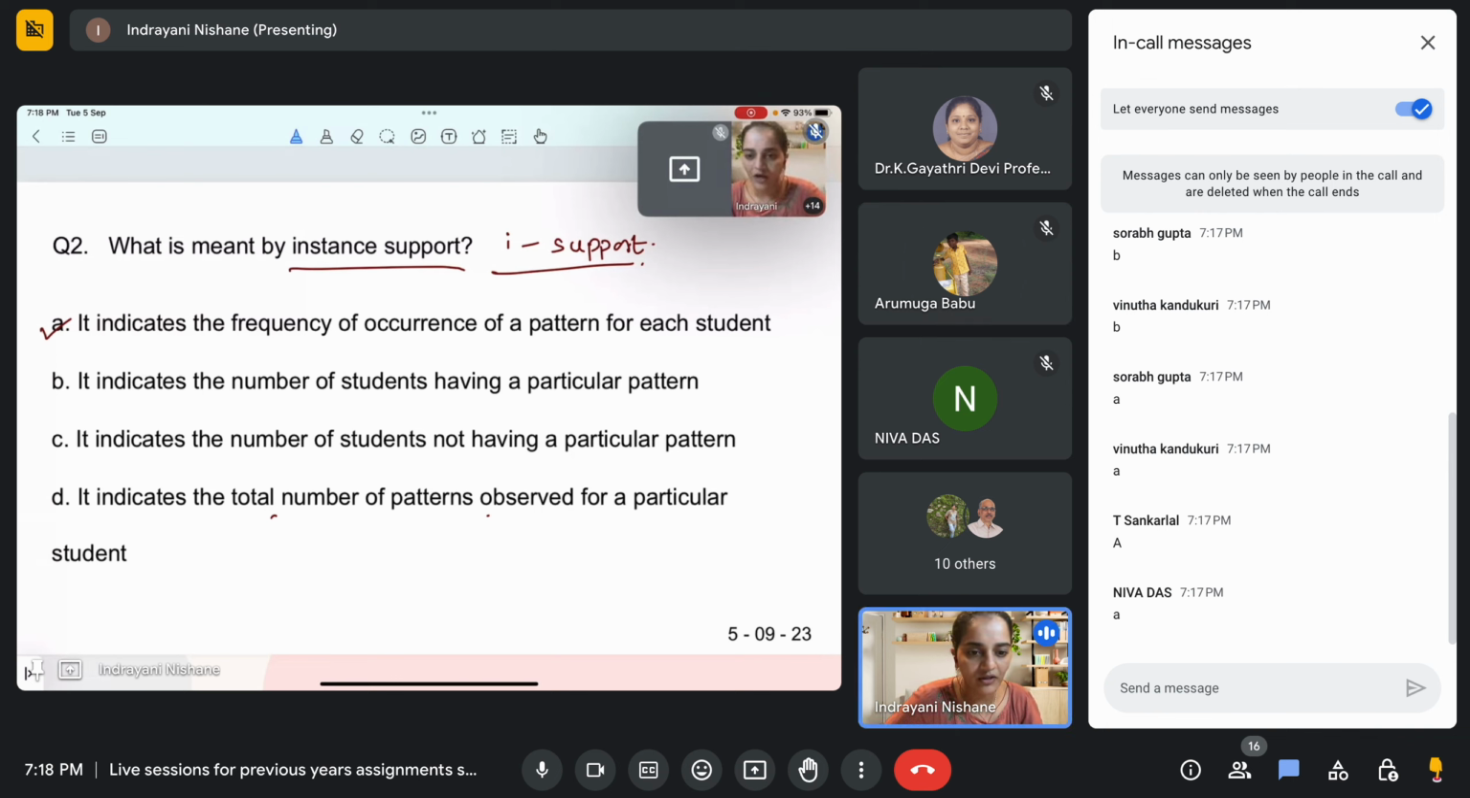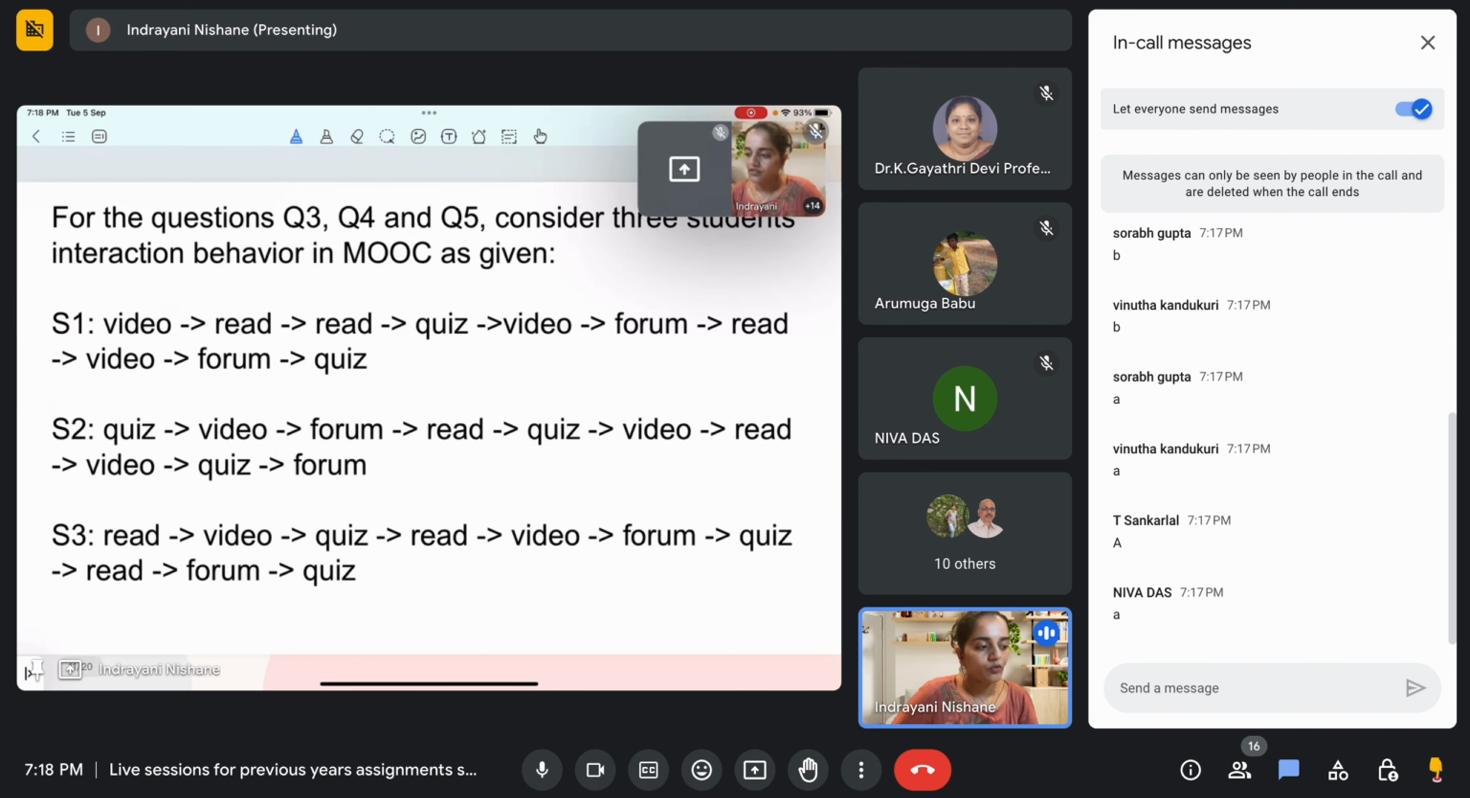So no doubt here, I suppose, because all the answers in the chat box are also correct answers. That is option A. Moving on to question 3. There is a sequence of actions given for student 1, S1, S2 and S3 for questions 3, 4 and 5. The question goes, consider 3 students' interaction behavior in MOOCs as below. So these are different actions which are performed.